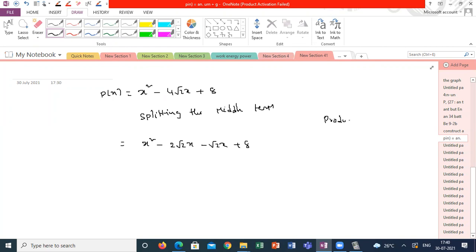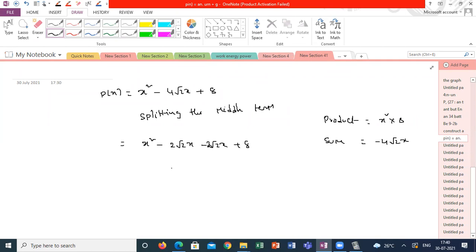Product should be x square into 8, and sum should be minus 4 root 2 x. But is the sum 4 root 2? No, the sum is not 4 root 2. So instead of this one, I can write 2 root 2 minus 2 root 2. Now, is it clear what I'm saying?